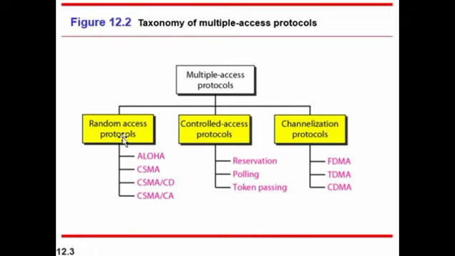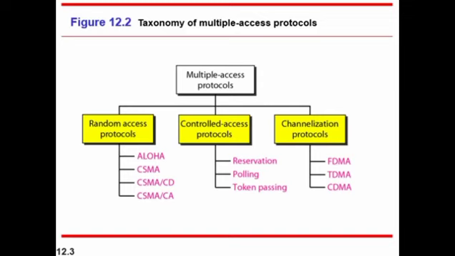CSMA stands for Carrier Sense Multiple Access. CSMA/CD stands for Carrier Sense Multiple Access Collision Detection. CSMA/CA stands for Carrier Sense Multiple Access Collision Avoidance. In the controlled access protocols, we have reservation, polling, and token passing, and in the channelization protocols, we have FDMA, frequency division multiple access, TDMA, time division multiple access, and CDMA, code division multiple access. So these are the different multiple access protocols.